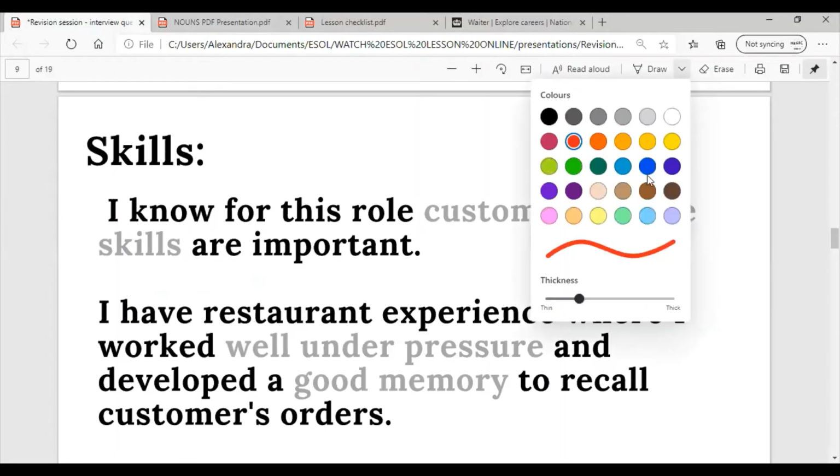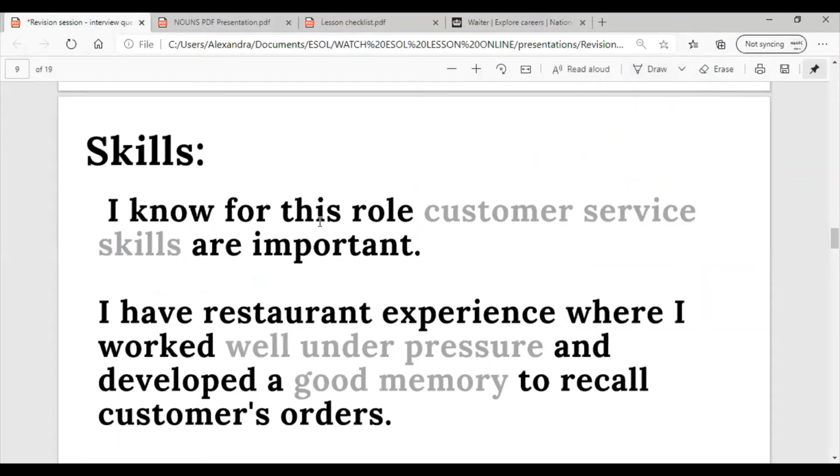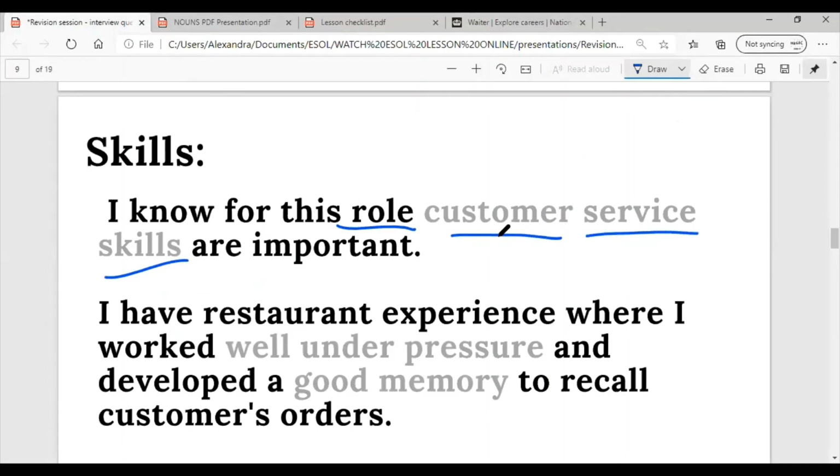But now we're going to look for our nouns in this. I know, for this role, customer service skills are important. So we're looking for our nouns, our people, our places, our things. These are our nouns.